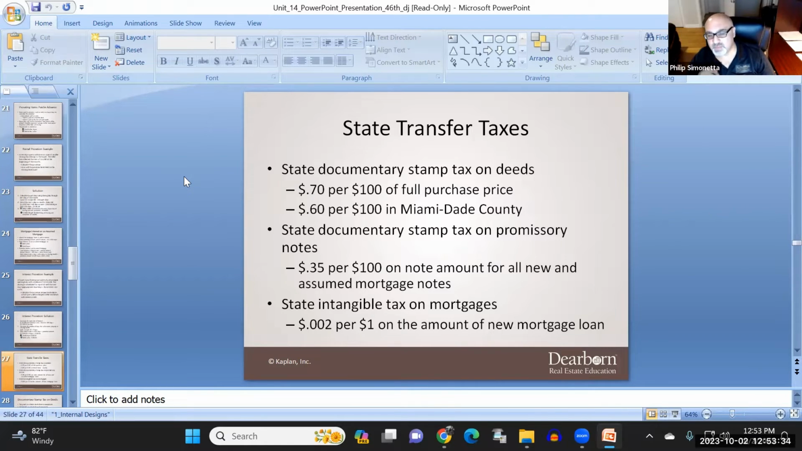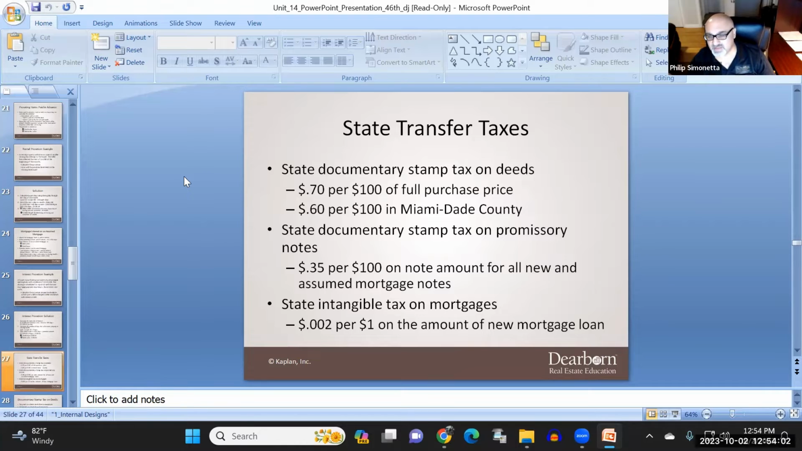Your state documentary stamps tax on a promissory note is 35 cents per 100 on a note amount for all new and assumed mortgages. Okay. And then you have a state intangible tax on mortgages. It's 0.002 per dollar on the amount of a new mortgage loan. On a new mortgage loan. Okay.